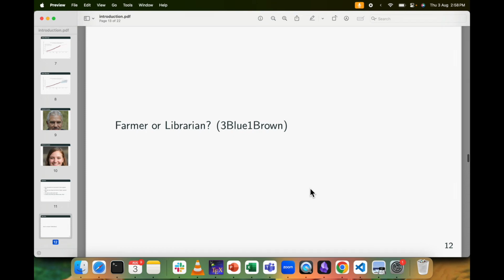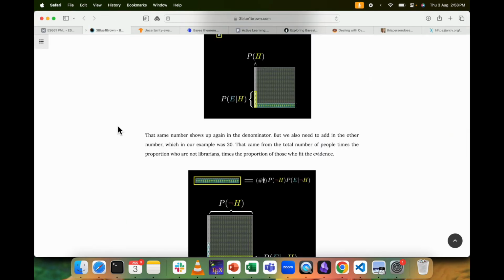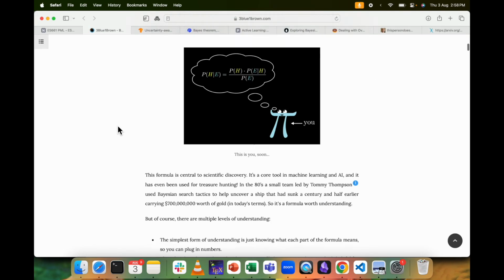Okay, I'm going to ask a question which some of you may have seen earlier, but I think it just gets it in the right frame of reference. This is the farmer or librarian example, and let's go over this.